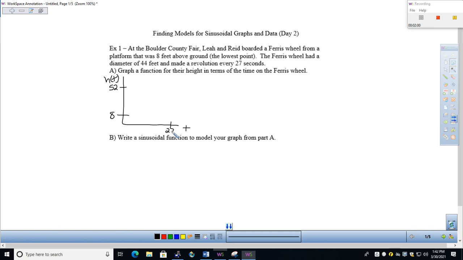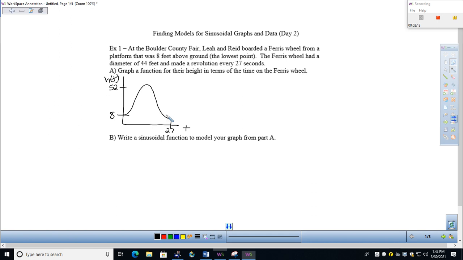And now we've seen this before, so I don't want to overplay it too much here, but should be a nice little sinusoidal curve, one cycle of it, and obviously we're starting at the lowest point, and after 27 seconds, we end at that lowest point. All right, so graph a function for their height in terms of time on the Ferris wheel. Looks like we've done that. And now what we're going to do is part B, which is writing the sinusoidal function to model the graph.